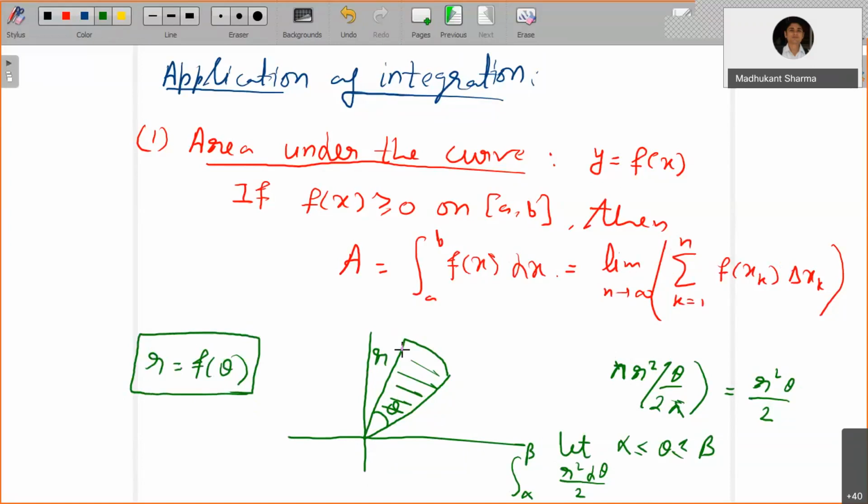These are called polar rectangles. Earlier, in Cartesian coordinates, rectangles have an area of width times length. Here it is something different. This is called a polar rectangle because here the edge is going to be like this curve. So this will give you the area under the curve for this. Now let's look at one example.